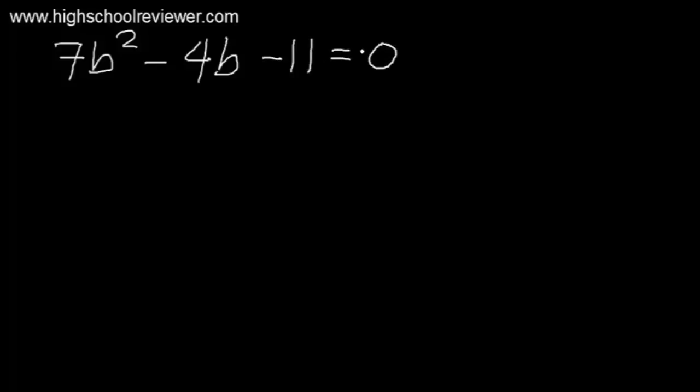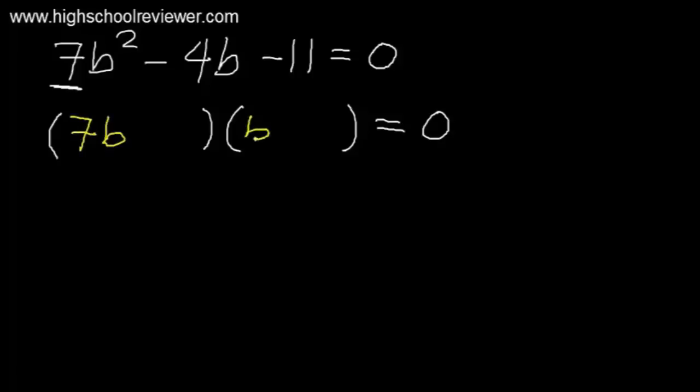Our next problem, we have 7b squared minus 4b minus 11 equals 0. We cannot simplify this anymore, so this will be our final quadratic equation. And since we have here a numerical coefficient, we will start with our first term. So there will be two sets here, and this is equal to 0. Now, the factors of 7b squared will be 7b multiplied by positive b.